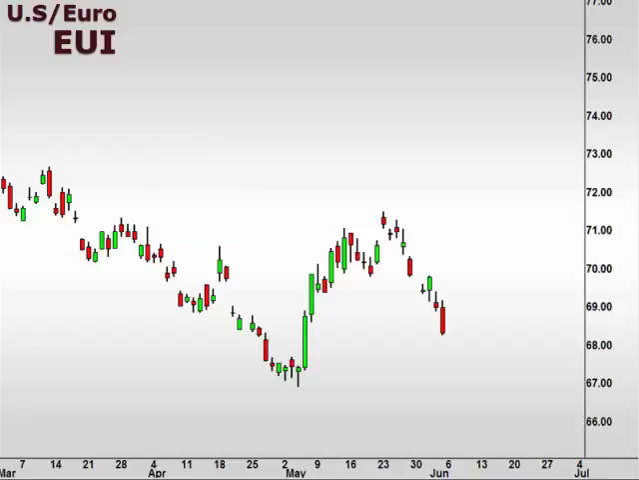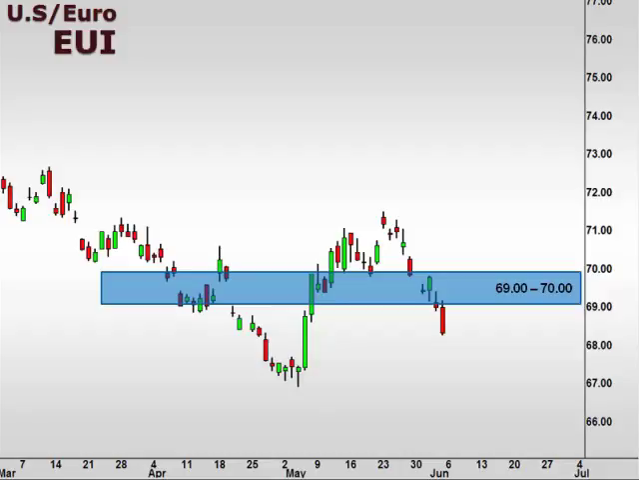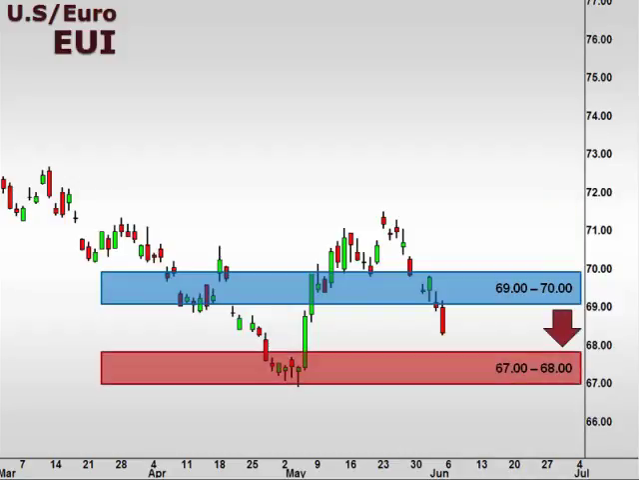Let's take a look at the US dollar versus the euro as seen here in the EUI. The EUI continues to trend lower with the 69.70 level now becoming a major overhead resistance. We need to see a break back above 70 to signal a continuation higher. Failure to reverse back up into the 69.70 focal zone suggests a likely continuation towards the 67.68 focal zone.